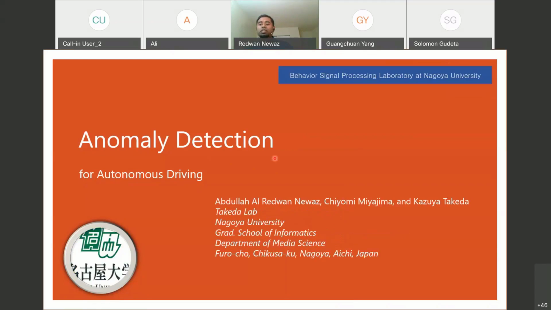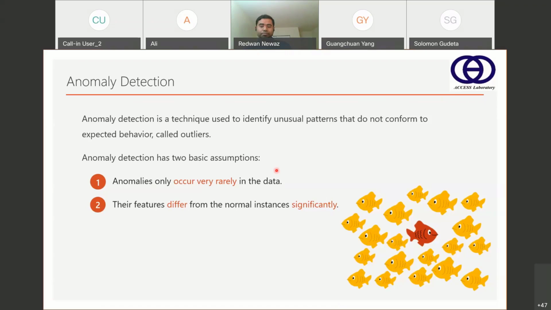How do you judge the quality, the real autonomous nature of a car? Since self-driving cars are getting closer and closer to becoming reality, a crucial question is how to detect anomalies for autonomous driving. So today, I'm going to talk about anomaly detection for autonomous driving. This is joint work between myself and my colleagues Chiyomi Miyajima and Kazuya Takeda, from Nagoya University.